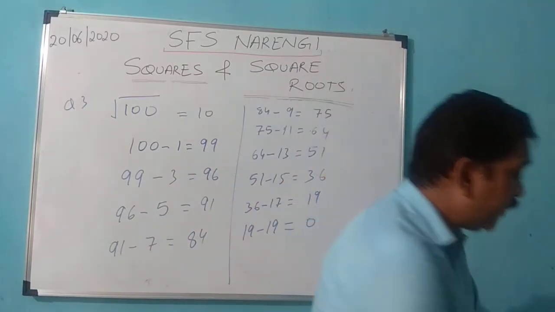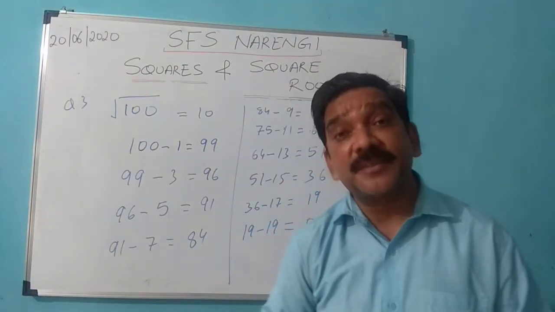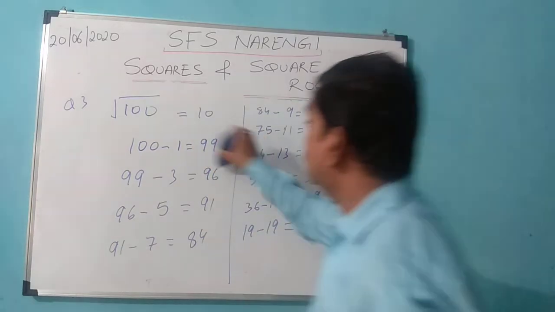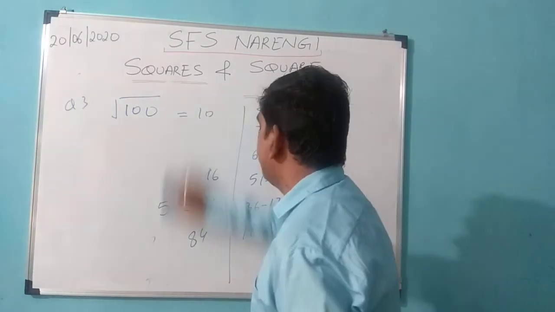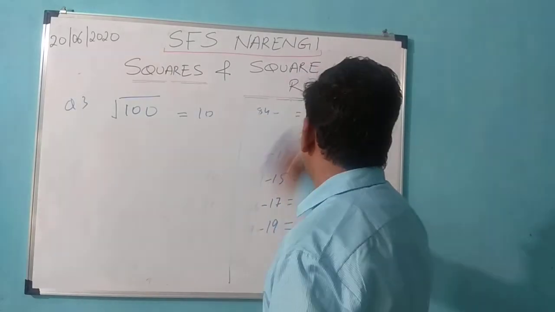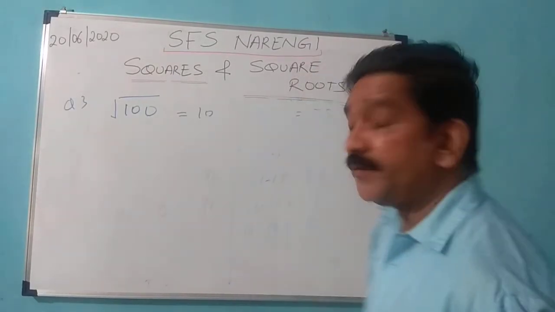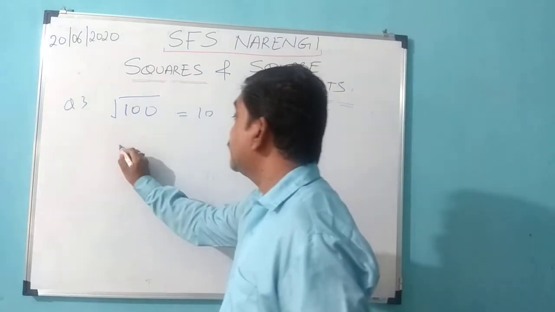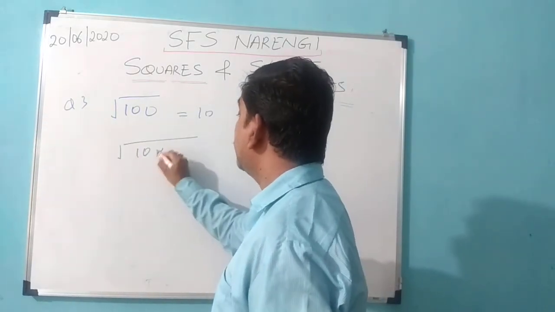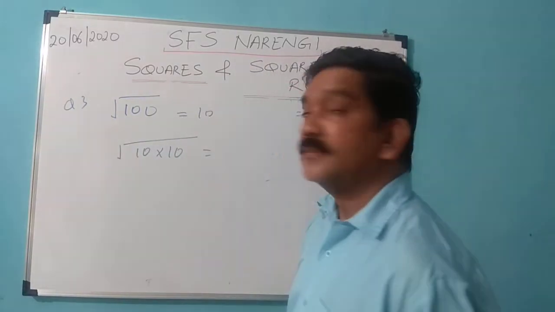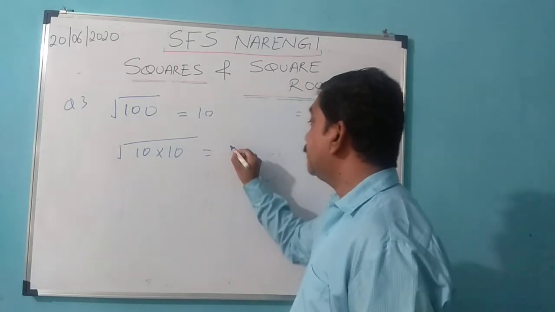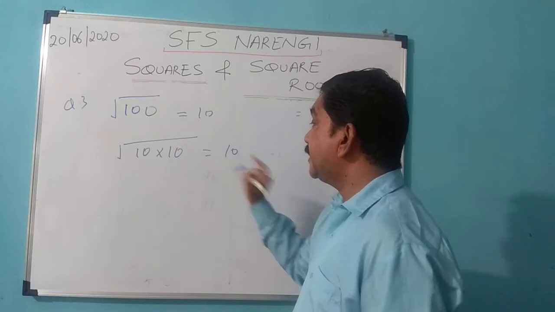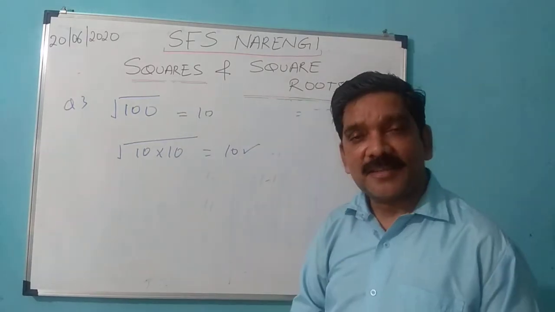Now suppose I have to find out the square root by a different method. I'll just give a small description on this. What we can do is write it this way also, 10 into 10. Square root of 10 into 10 will give me 10. So 10 is the answer.